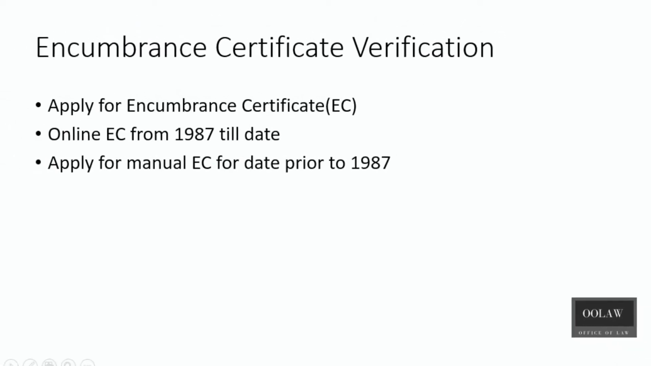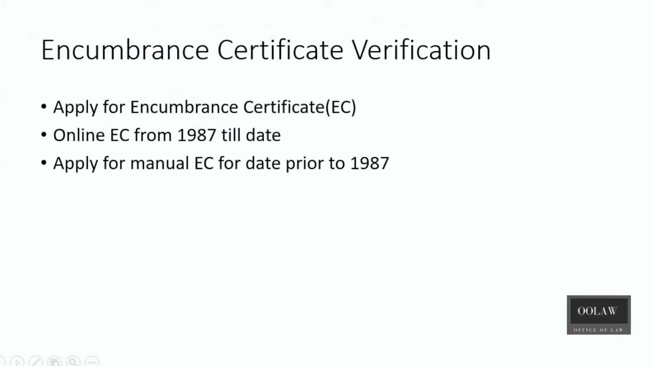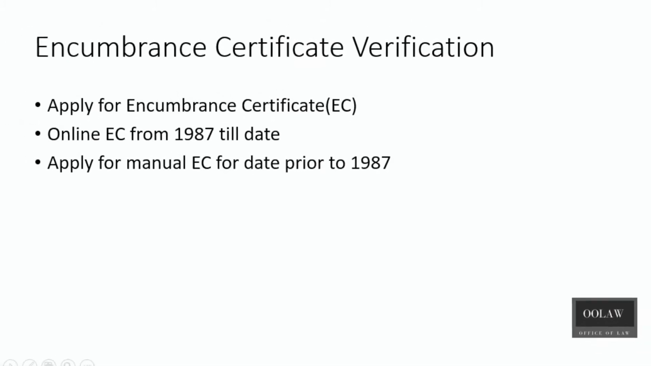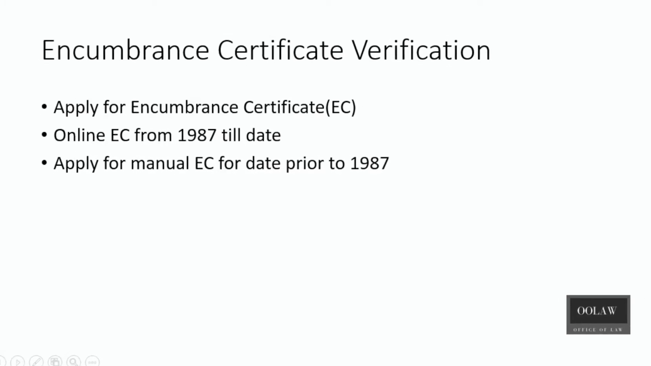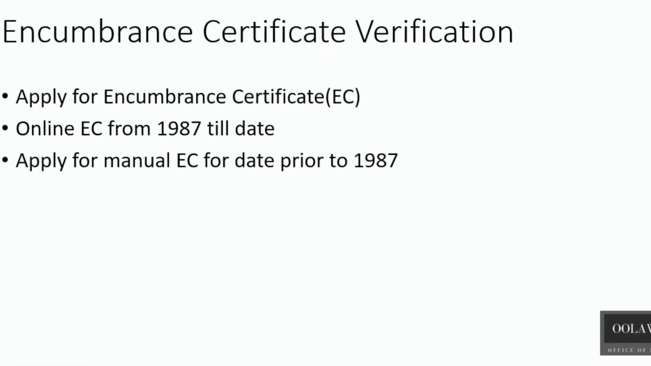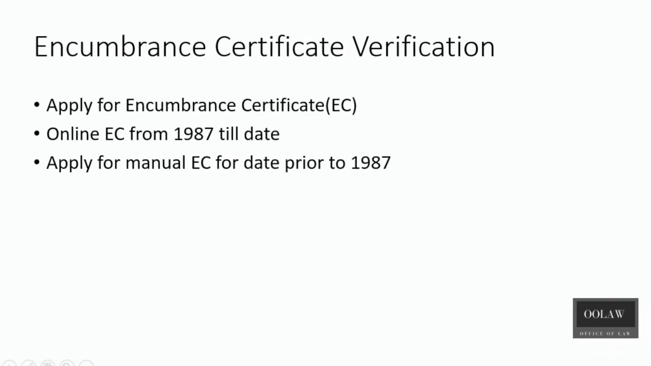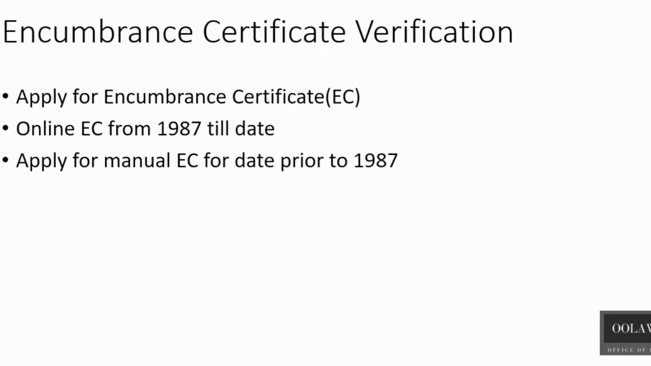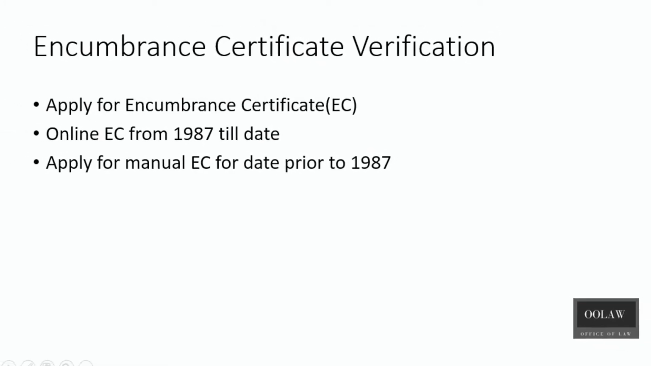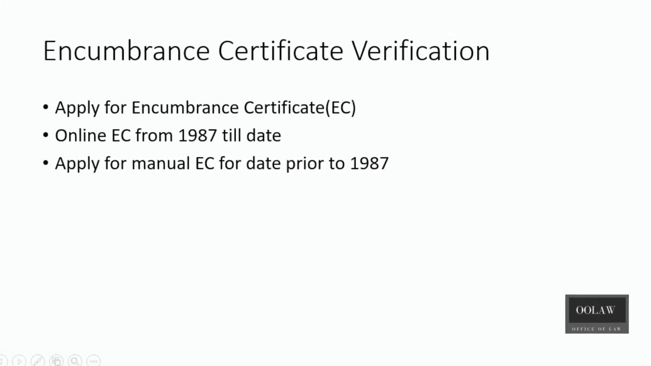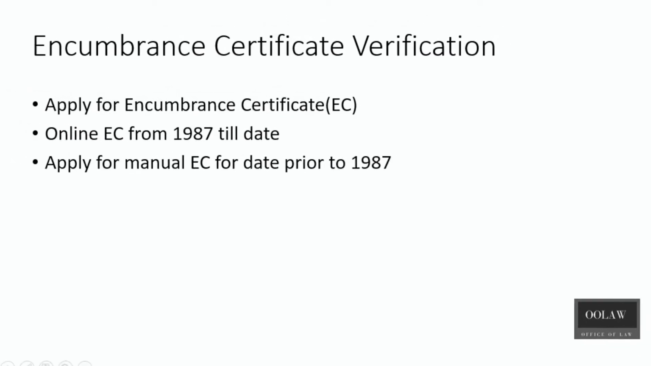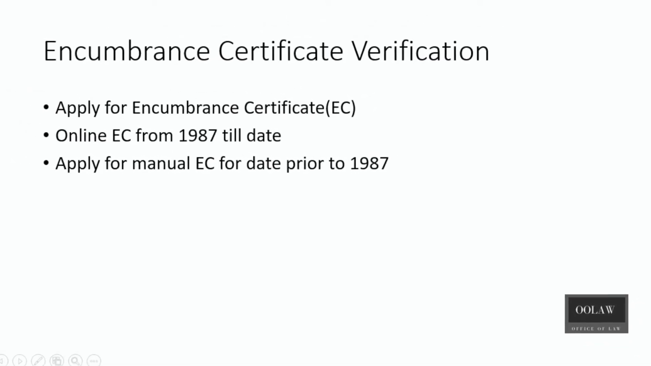The next step is encumbrance certificate verification. We can apply for the encumbrance certificate in the concerned sub-register office for a period of 12 years prior to the date of purchase of the vendor. Normally from the year 1987, all documents are available online. So you can apply for an online EC for the period from 1987 till the date you are applying for EC. In case you need to apply for EC for a prior period, you can apply it manually in the concerned sub-register office.